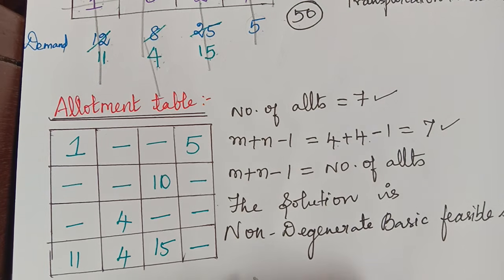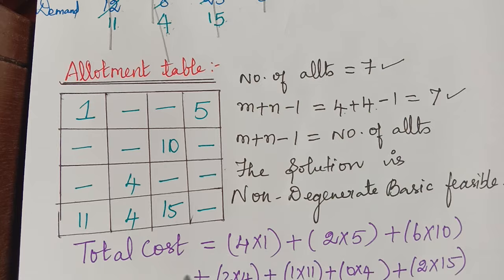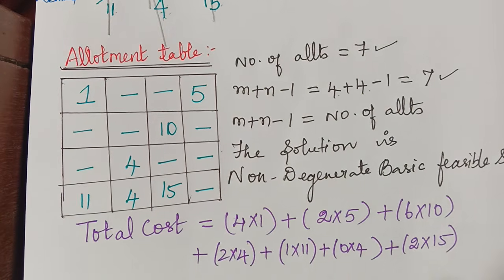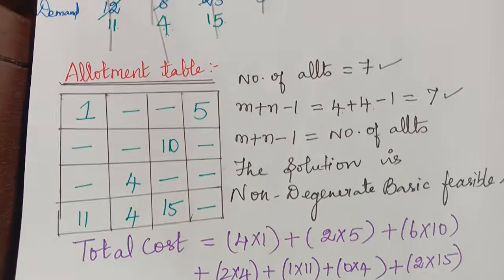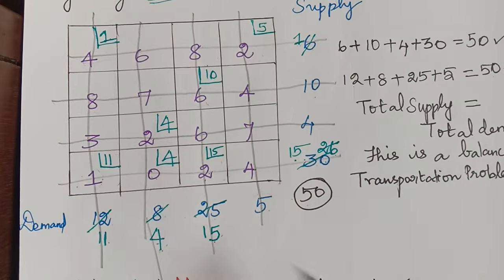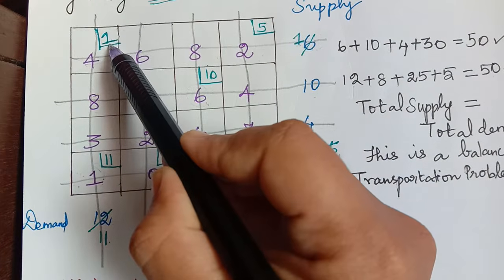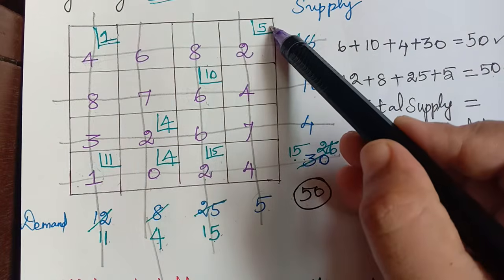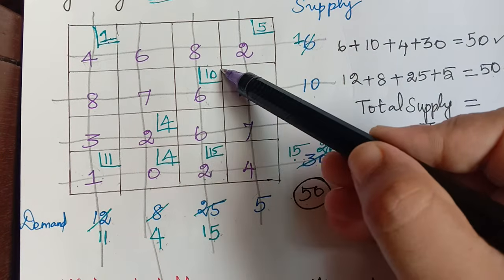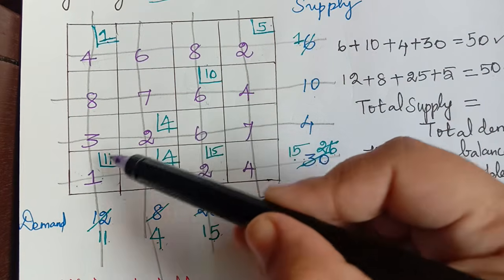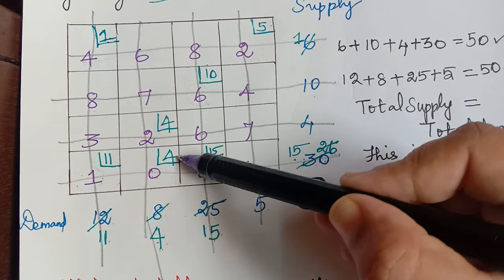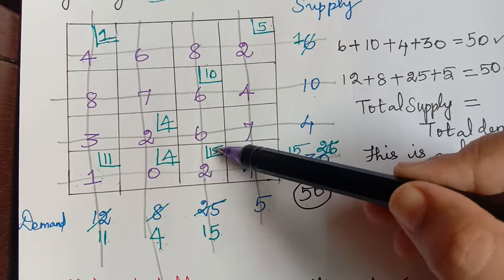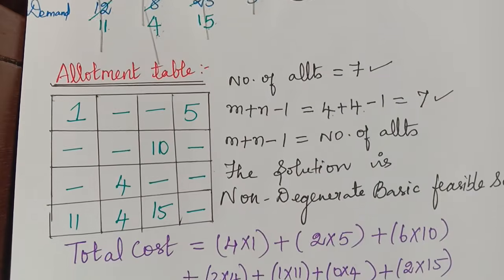Let us find the total cost. So the total cost is given by this, that is, each cost value is multiplied with its respective allotments. So for example, here it is 4 multiplied with 1 plus 2 multiplied with 5 plus 6 multiplied with 10 plus 2 multiplied with 4 plus 1 multiplied with 11 plus 0 multiplied with 4 plus 2 multiplied with 15. So we get the total cost.